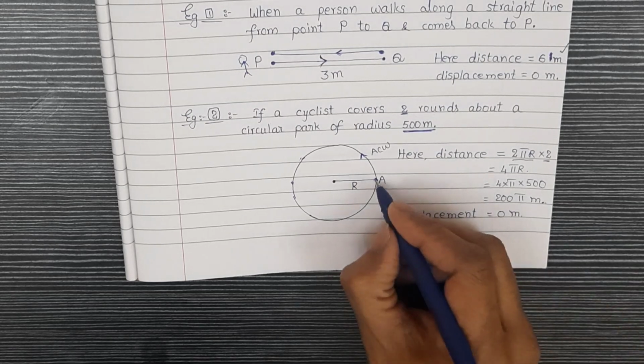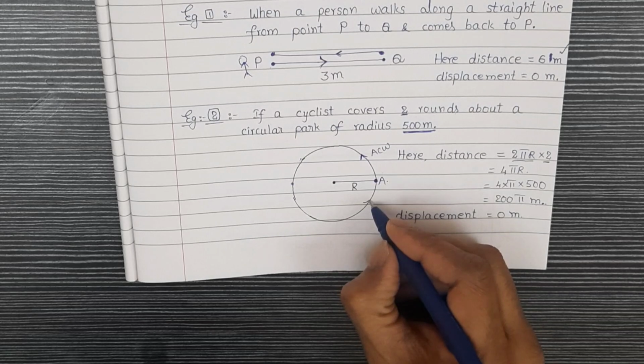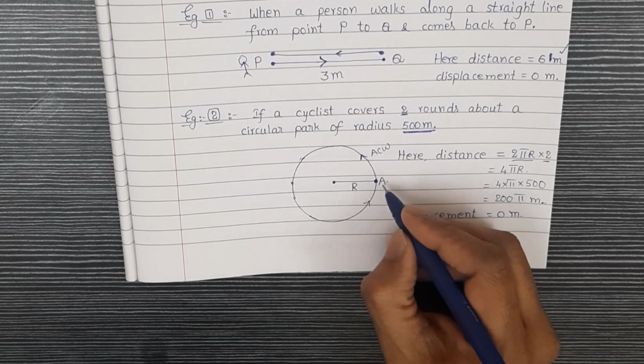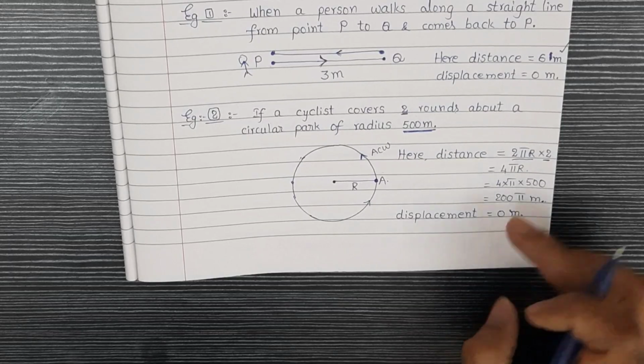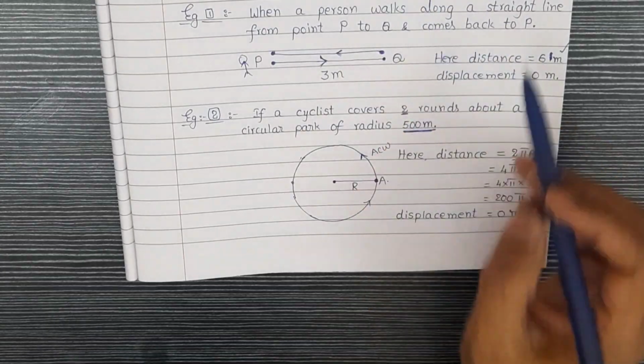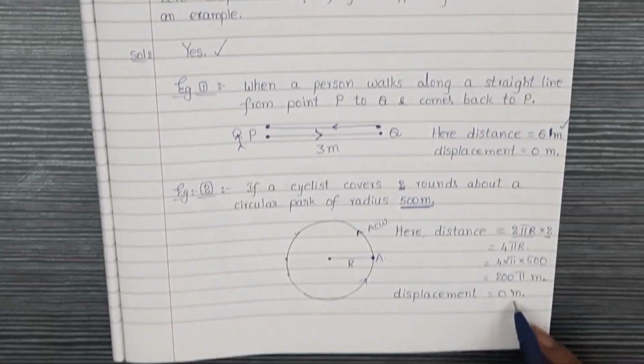Displacement, again, as he is starting from point A and reaching point A back after completing each round, the total displacement is 0 meter. So these two examples justify the statement given in the question.